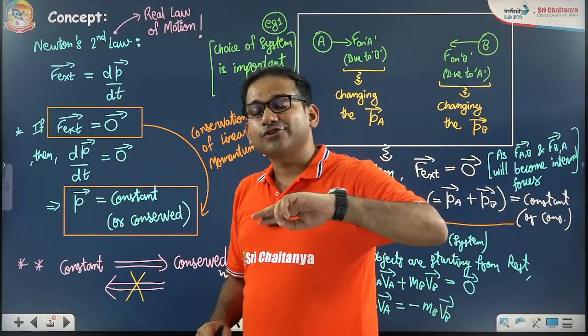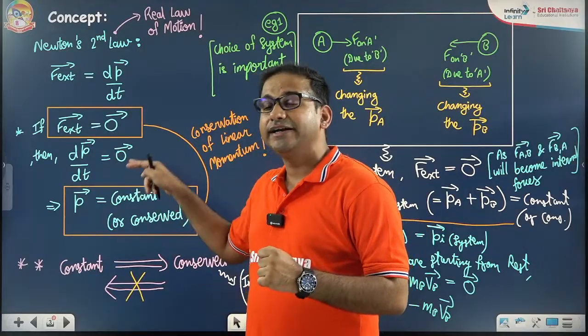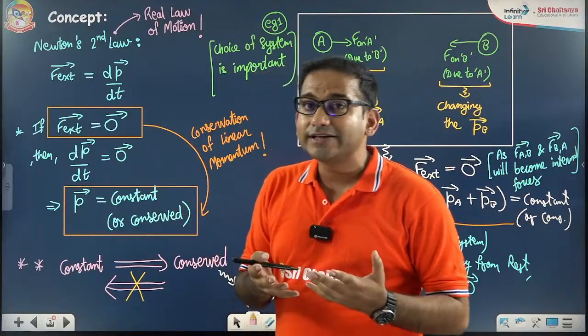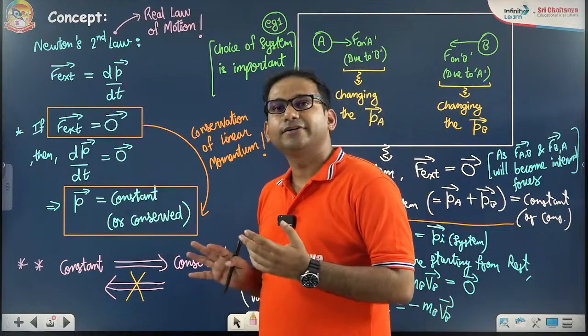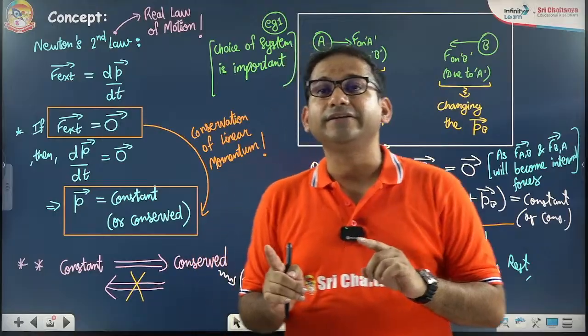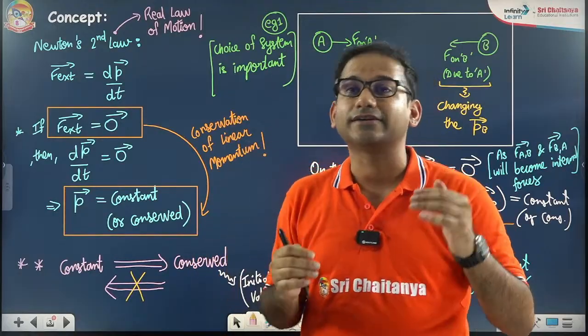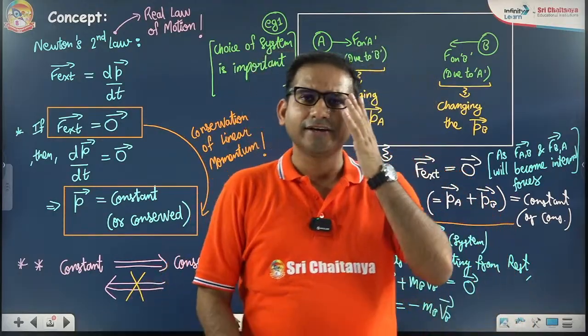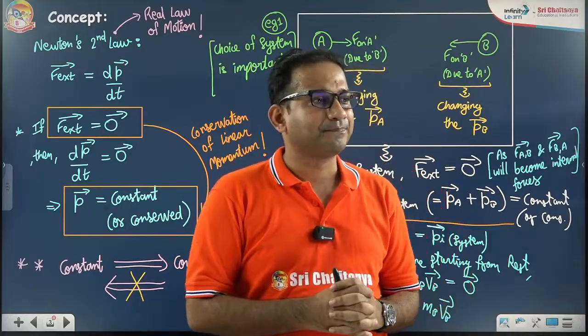So in the reverse order, we can say if dP by dt is 0, which indirectly says that P has to be a constant. Okay? There is also a difference between the terms constant and conserved. All this I already taught yesterday. I'm just giving you a quick recap.